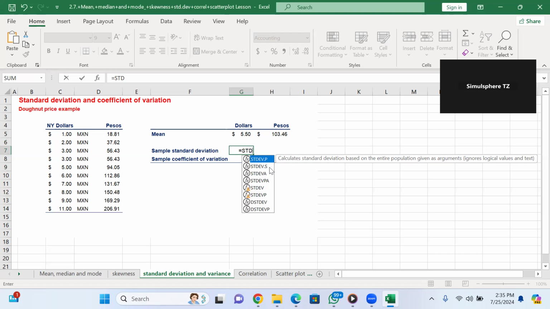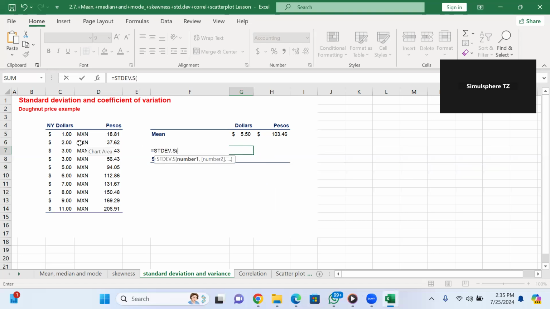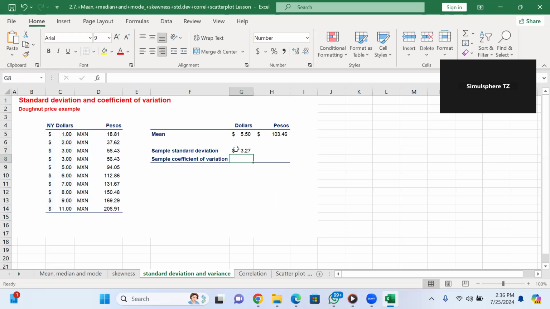Now that that has been explained, what we have in our data set is a sample, because there are lots of donut stores in New York City, but we have just roughly about 10 donut prices in New York. So what we have is a sample. So in that case, if we are calculating standard deviation, we would be looking at STDEV.S, the standard deviation for sample. So I'll double click on it, highlight all the values for my New York dollar and click enter. To find the standard deviation for pesos, I would simply drag across, and I have a value for pesos.